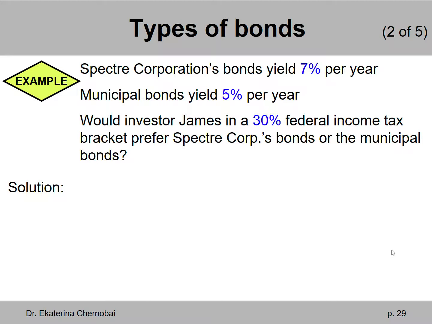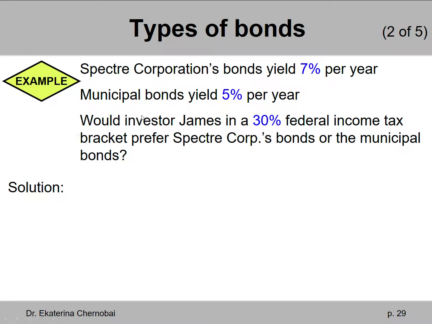Let's look at this example in which the whole taxability of coupons on bonds is analyzed. Spectre Corporation has bonds that give a 7% return per year, so that's their yield. Municipal bonds that an investor could buy instead yield a 5% return per year.